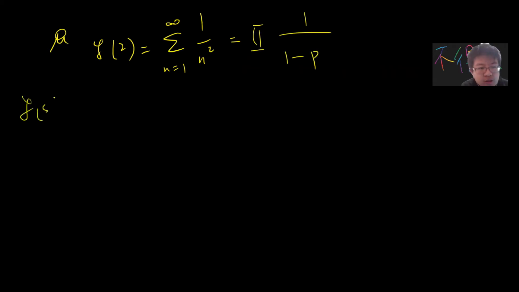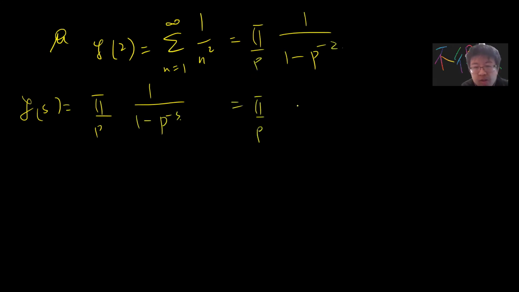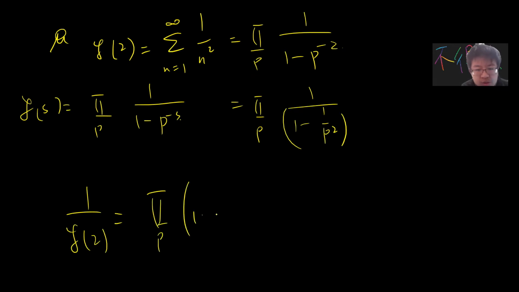So theta S is basically the product over primes P of 1 over 1 minus P to the minus S, right? So it's this product over prime P. Okay, so you get this. If you do 1 over theta 2, you get the product over P of 1 minus 1 over P squared. Okay, and if you do this, then you also get every term, right?